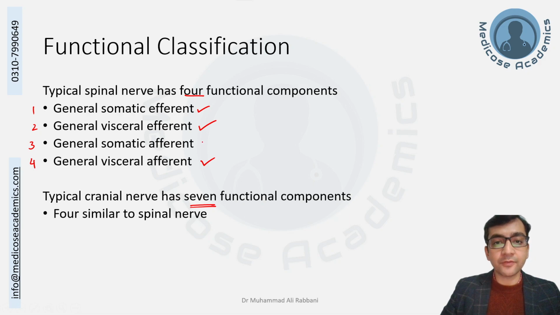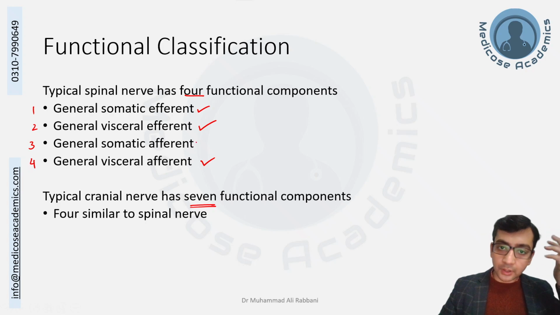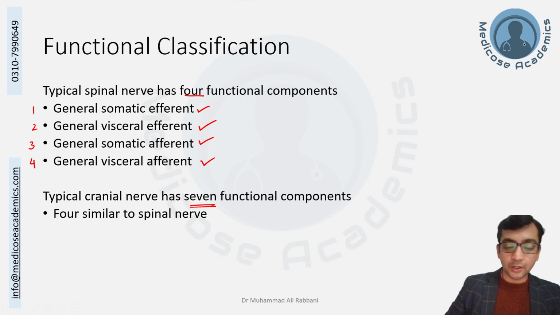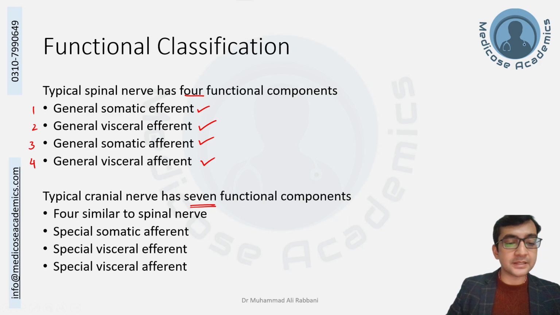General somatic afferent will be the sensations, let's say, hot and cold that I receive on my face, on my forehead. Those will be general somatic afferent. Now the other ones that are unique to the cranial nerves are these three. The names are the same, but the word special is added. There is no special counterpart of general somatic efferent, but there is a special counterpart of each of the next three.